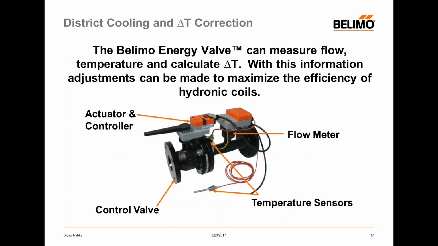What we've done at Belimo, and this is something we've done for quite some time now, is we developed something called the Belimo energy valve. And it's a handful of different components put together to make one off-the-shelf product, if you will. It's a valve with a flow meter, entering and leaving water temperature, and a smart actuator. So what we can do is we can actually measure flow, calculate delta T, calculate BTUs, and make sure that our hydronic coils or our air handlers, our fan coils, whatever the piece of equipment we're working with is functioning as efficiently as possible, but more importantly, functioning based on design.